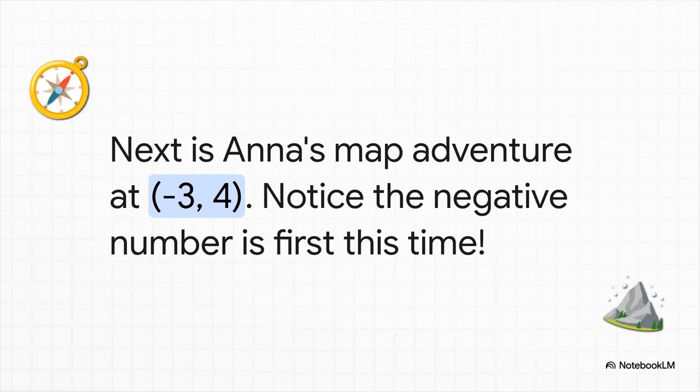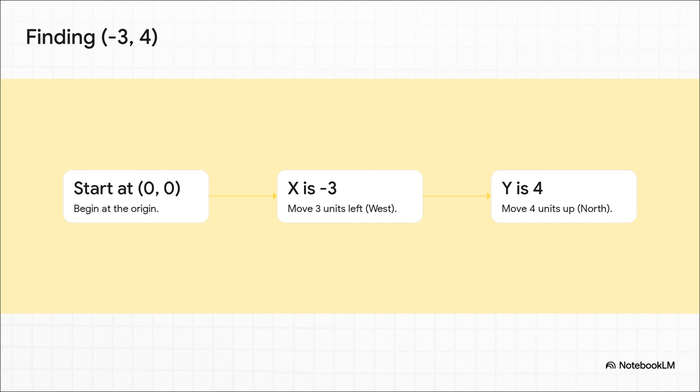Okay, next up, we've got Anna's adventure, and her coordinates are -3, 4. Now pay attention here, because this time the negative number comes first. So we follow the rules. Start at 0, 0, our home base. The -3 tells us to walk 3 units to the left or west. Then the 4 tells us to climb 4 units up or north. And just like that, we've pinpointed her location.